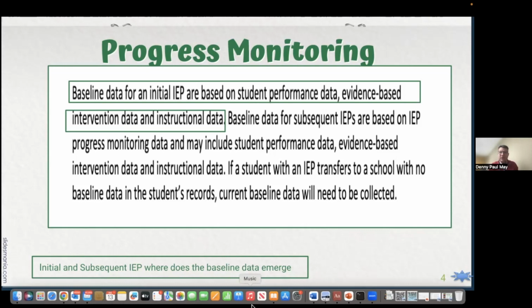That comes right out of the Andrew case. And so on those subsequent IEPs, we're looking back at that progress data and we're saying, hey, where did they end up?